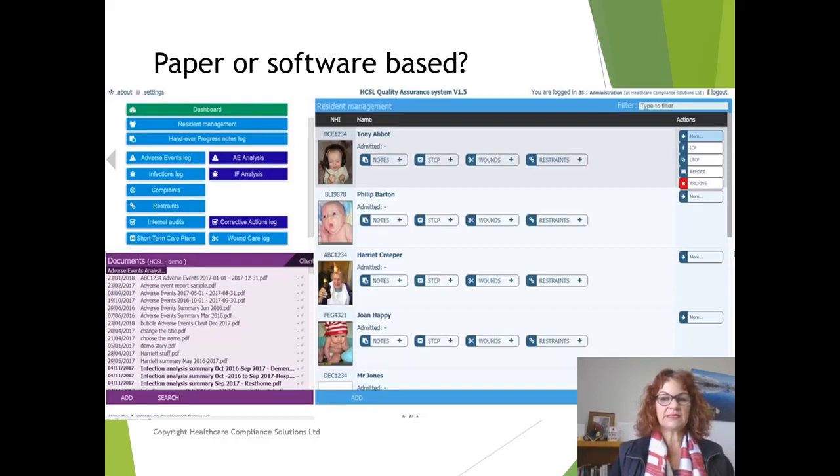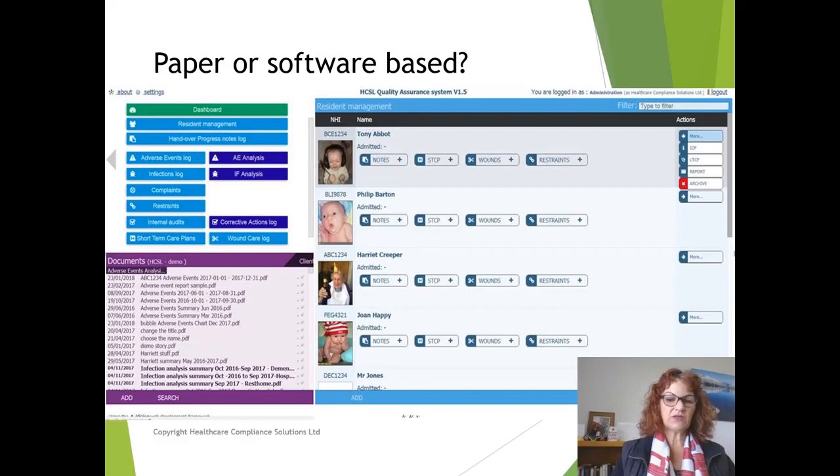With your electronic system, it makes sure that you're not able to do those things. So as I say, it depends on whether you're using paper or software to record your information. Either way, the rules and regulations are the same. Think of writing into software the same as you would for writing on a piece of paper, whether it be a progress note or a short-term care plan, a long-term care plan, etc.